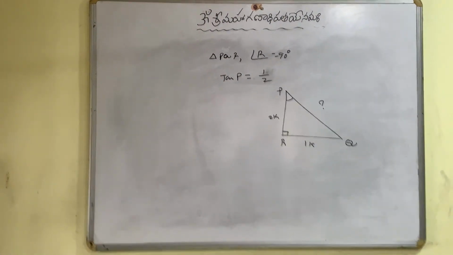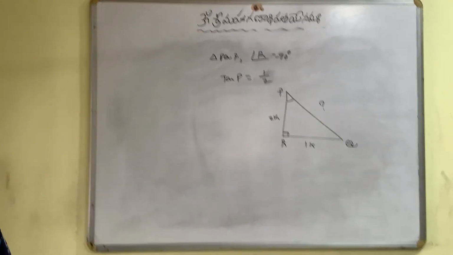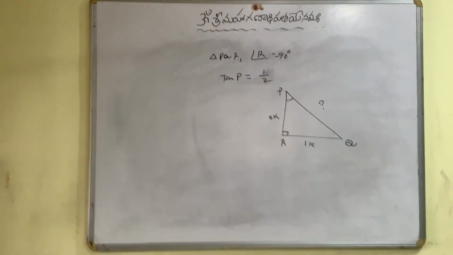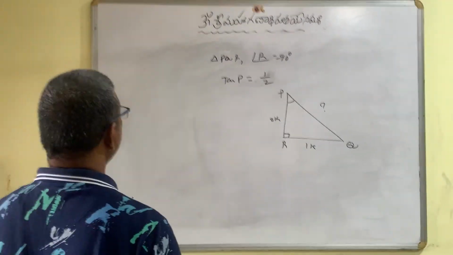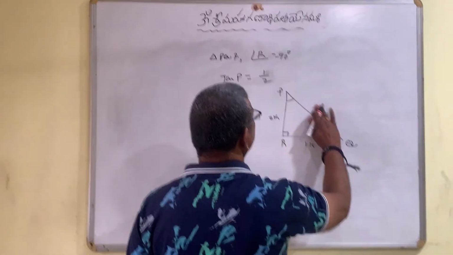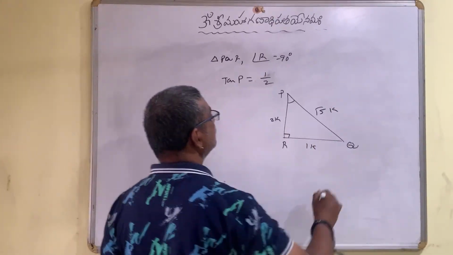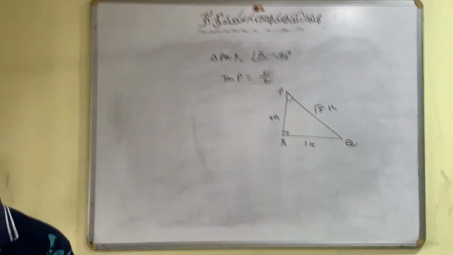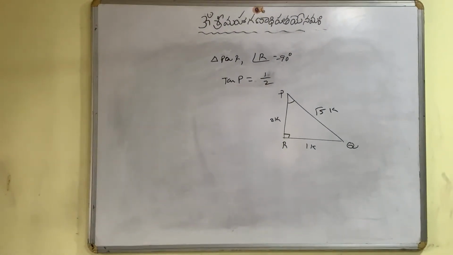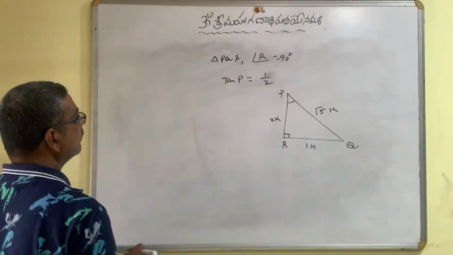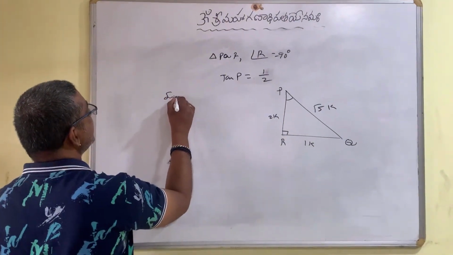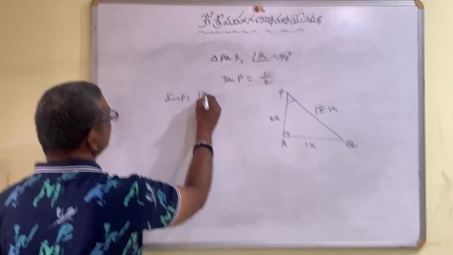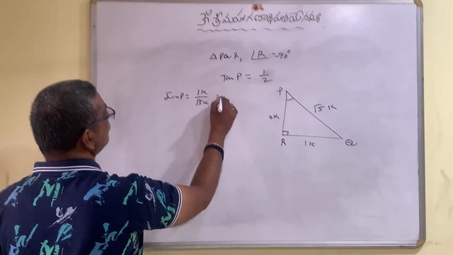Sin P is equal to 1 by root 5. Apply Pythagoras theorem. PQ is equal to root over 5k. Now, sin P is 1k by root 5k, 1 by root 5.